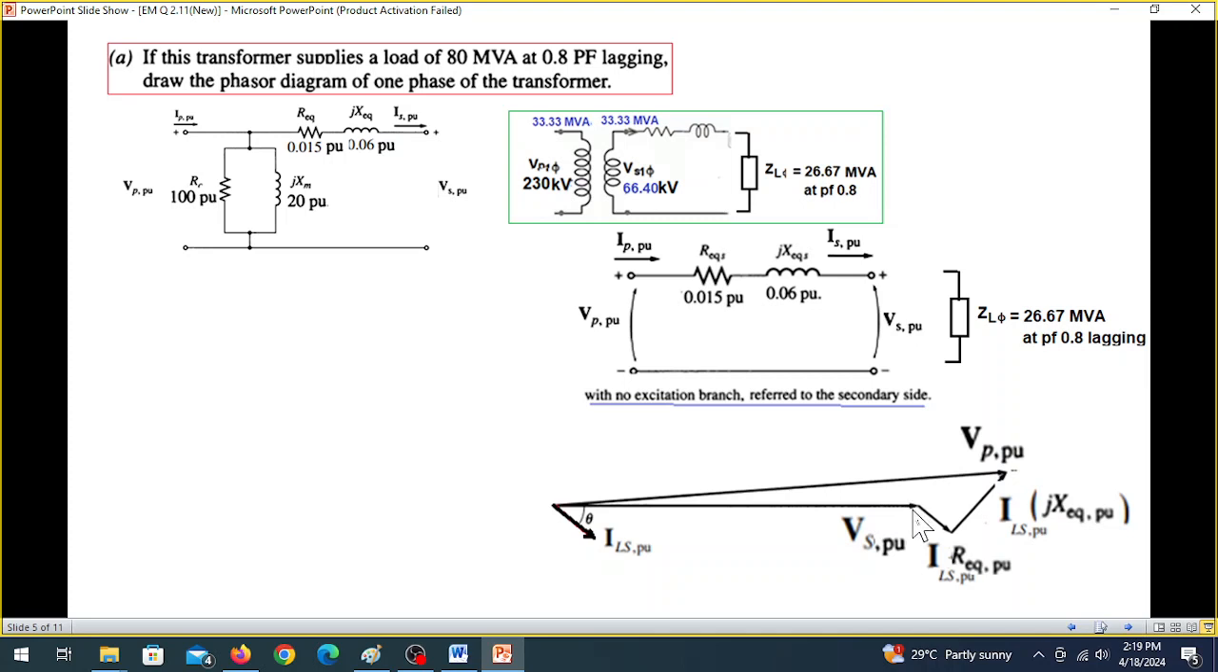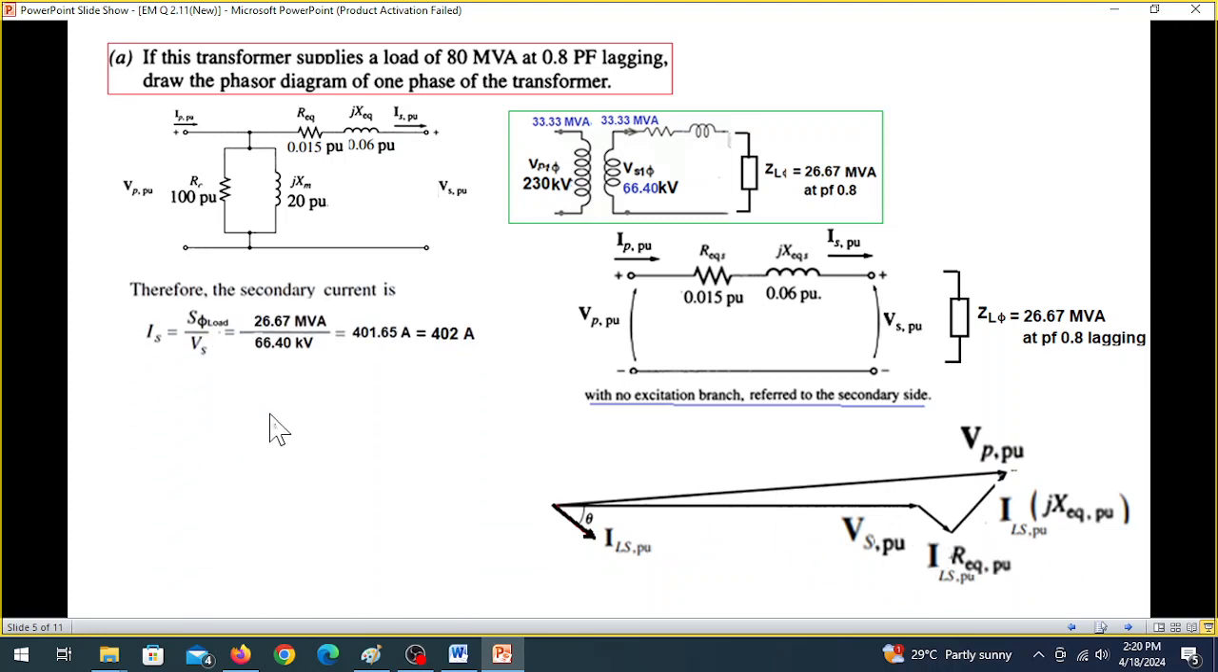And from here, we draw the voltage drop here, which will follow the line current because of resistance. And then we also draw the voltage drop in the inductance or reactance. So it will be 90 degrees from the resistive component. So this is IS XEQ, and the sum of all three will give us the input voltage VPU. So this is what we need to draw, but we have to find their values.